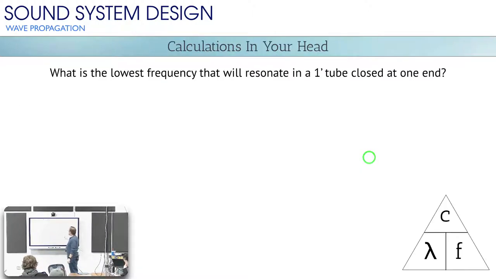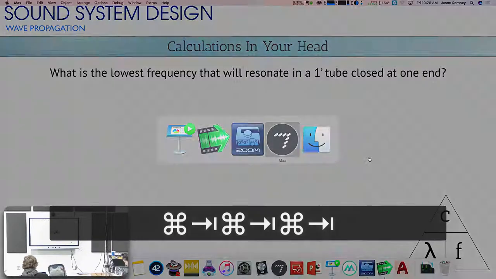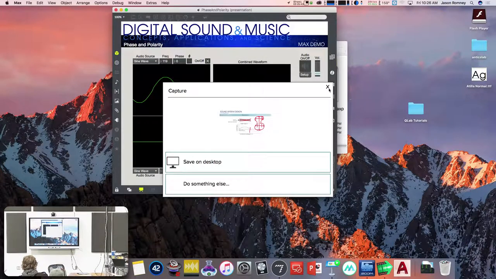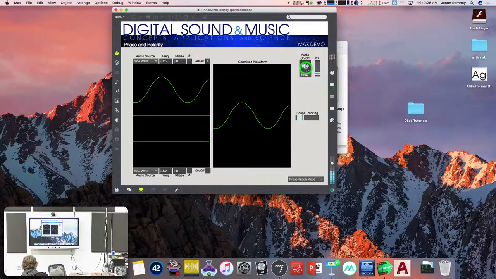Let's see here. Before we do the math, let me demonstrate the concept. I'm going to resonate this room. You ready? Let's see, I might need to.